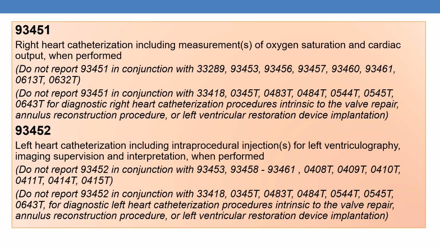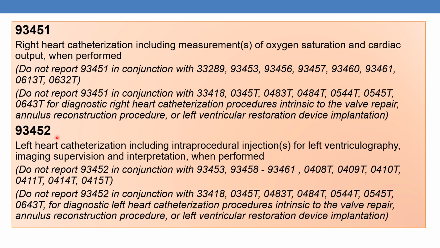Now coming to the detailed CPT description, 93451 is the first code. It is employed for right heart catheterization, including measurement of oxygen saturation and cardiac output when performed. And here is a list of codes along with which 93451 cannot be reported. Do not report 93451 in conjunction with these codes, and similarly, do not report it with this following set of codes.